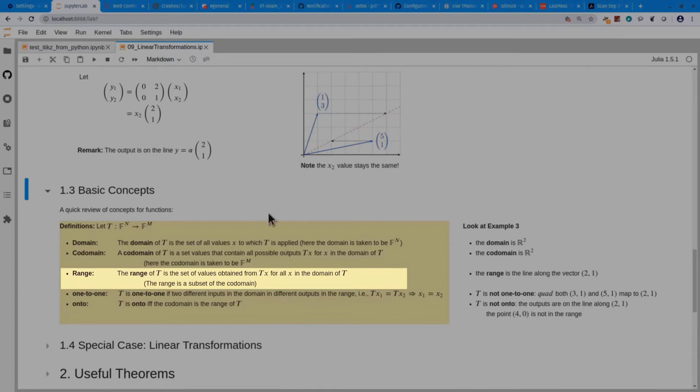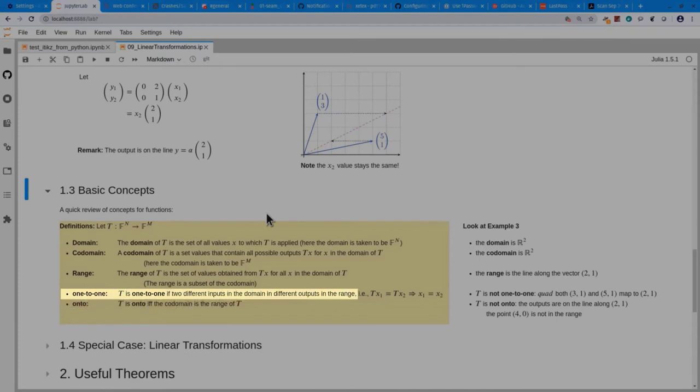Now, there are two more concepts that will prove important for transformations. One of them is one-to-one, and the other one is onto. What one-to-one means is that if I take two different inputs, I have to get two different outputs. And so the correct definition is, if I look at some output, there's only one possible input value into my transformation T(x) that will produce that output. That is, if I have T(x1) equal to T(x2), meaning the same output, then necessarily x1 must equal x2.